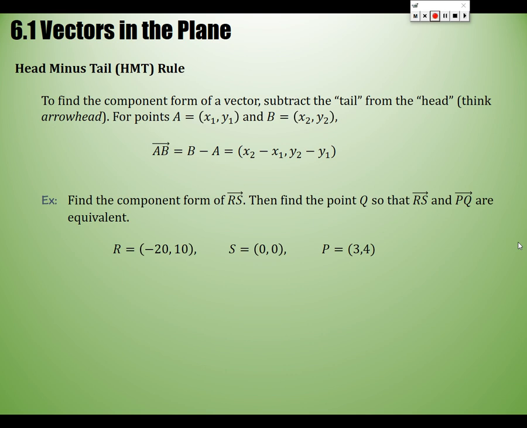All right, so this is kind of a cute name, but the head minus tail rule is actually helpful in understanding how you might build a vector from 2 points. Literally by head, we mean the arrowhead. You take the arrowhead end, whatever point coordinates that has, minus the coordinates of the tail. That's what this says in math here. And notice that the vector AB we might denote like this. AB says the vector from point A to point B, where B is the head, and A is the place where it originates from, the tail.